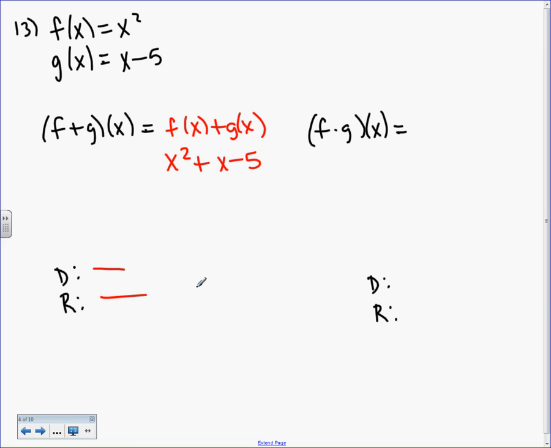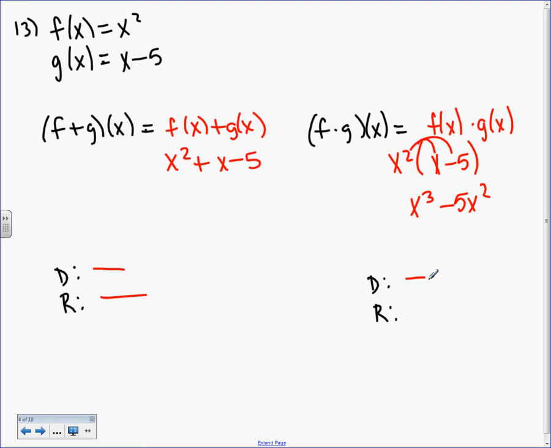What do they want us to do now? Multiply them, right? F of x times g of x. So f of x is x squared, and g of x is x minus 5. You just write down what they said to do, and then you do it. So what would we get? X cubed minus 5x squared. Easy enough, right? Did they ask us to factor? No. Did they ask us to solve? No. Is this a fraction? No. So no restrictions on the domain or the range. Anybody confused? Okay, cool.